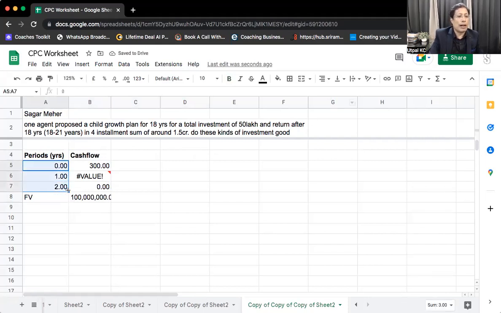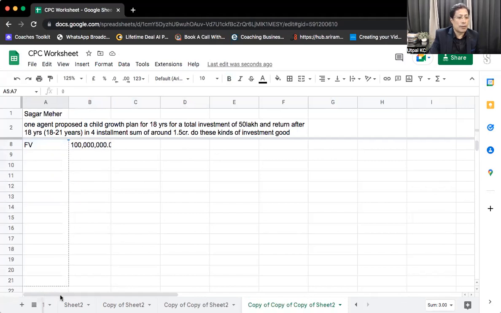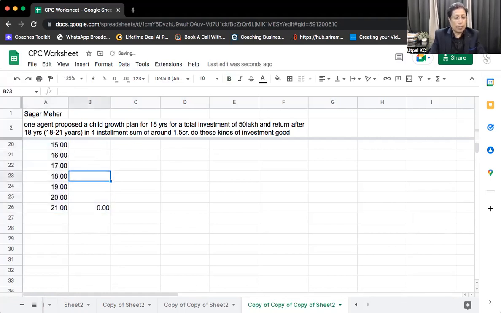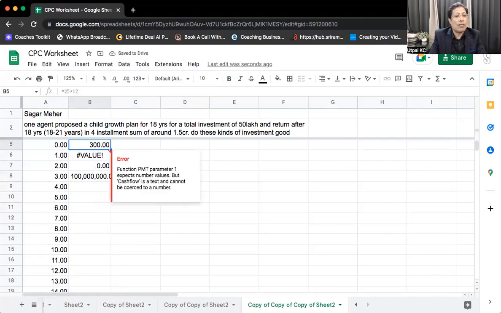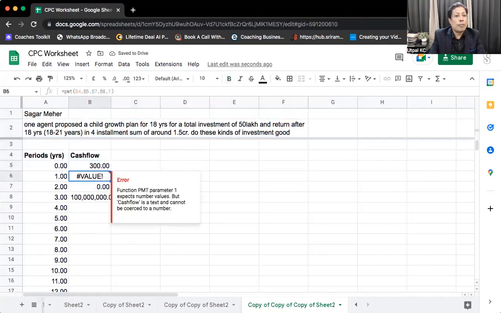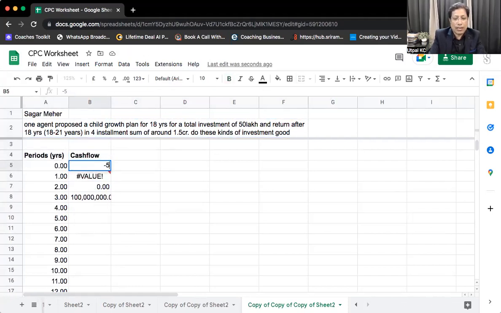18, 21, right? Up to 21. It's 26. Okay. Now, today you are making an investment of minus 50 lakhs. Then after that, nothing.